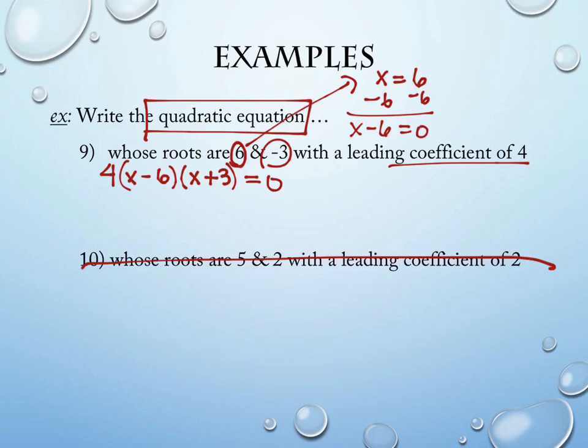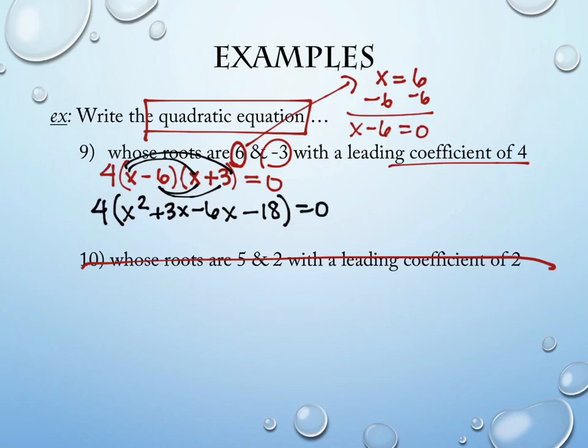So my suggestion would be to do the distribution in the middle first. So x times x is x squared. x times 3 would be 3x. -6 times x is -6x. And -6 times 3 is -18. Okay, so far so good? All right, so in the middle you should be able to combine like terms. Positive 3x and -6x is what? Yeah, -3x. Minus my 18 equals 0.